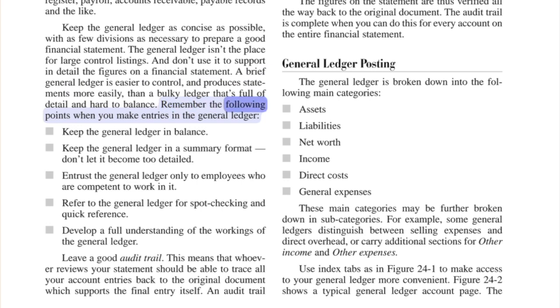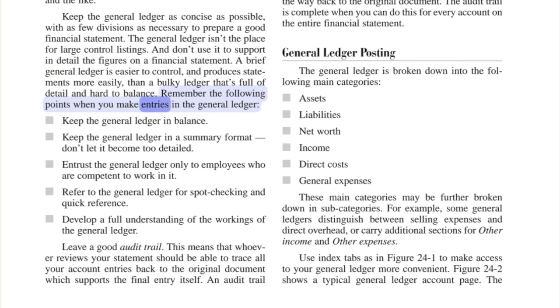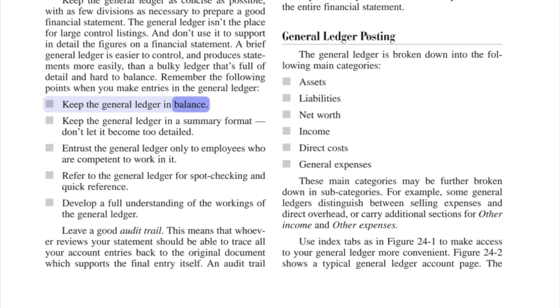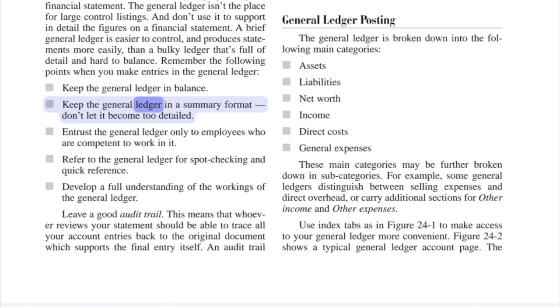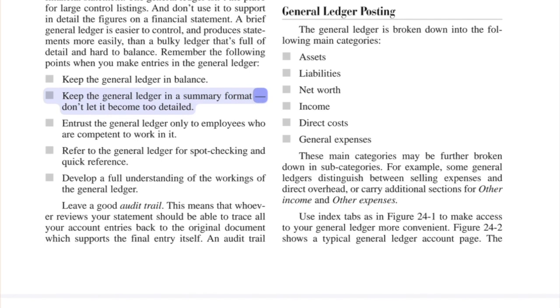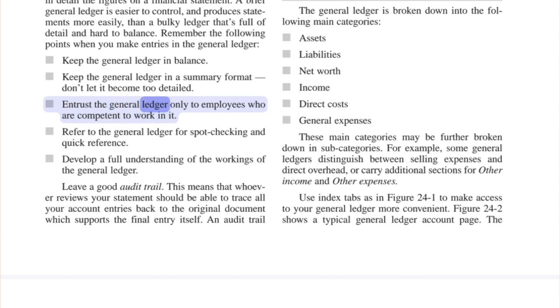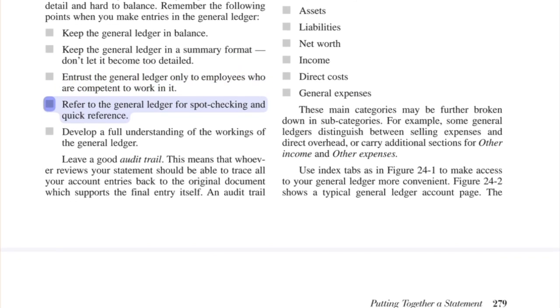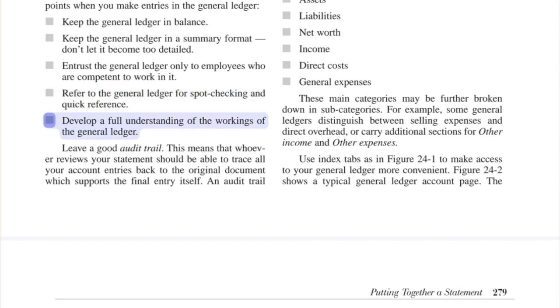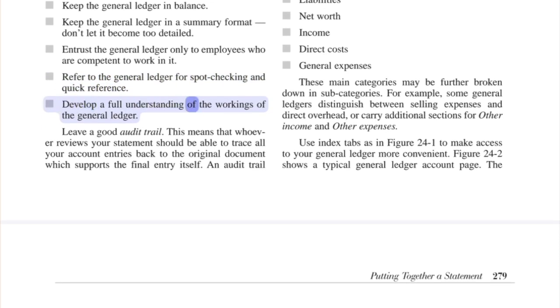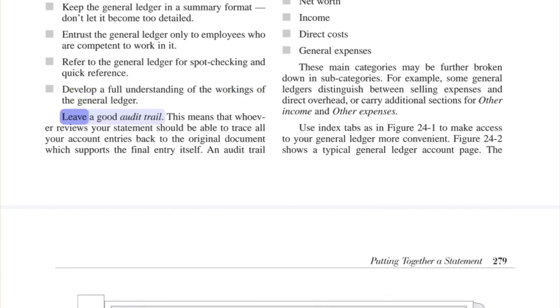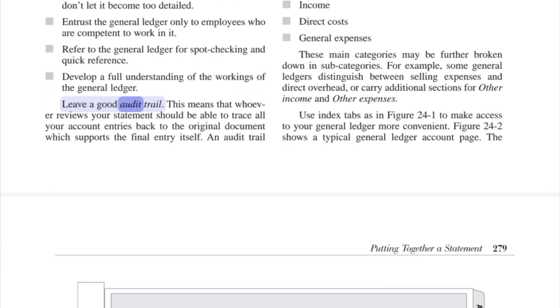Remember the following points when you make entries in the general ledger. Keep the general ledger in balance. Keep the general ledger in a summary format. Don't let it become too detailed. And trust the general ledger only to employees who are competent to work in it. Refer to the general ledger for spot checking and quick reference. Develop a full understanding of the workings of the general ledger. Leave a good audit trail.